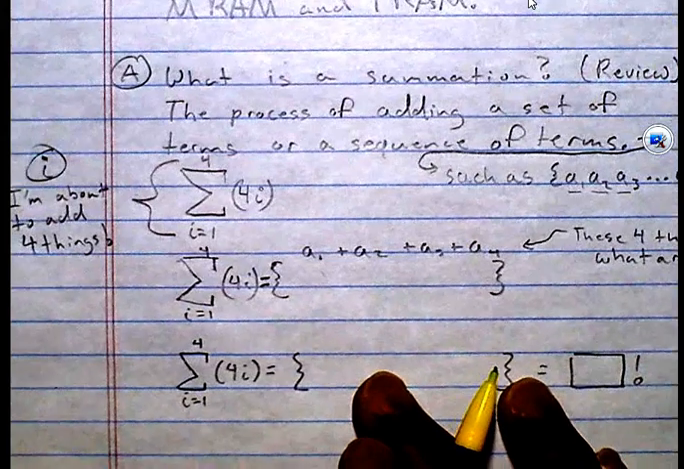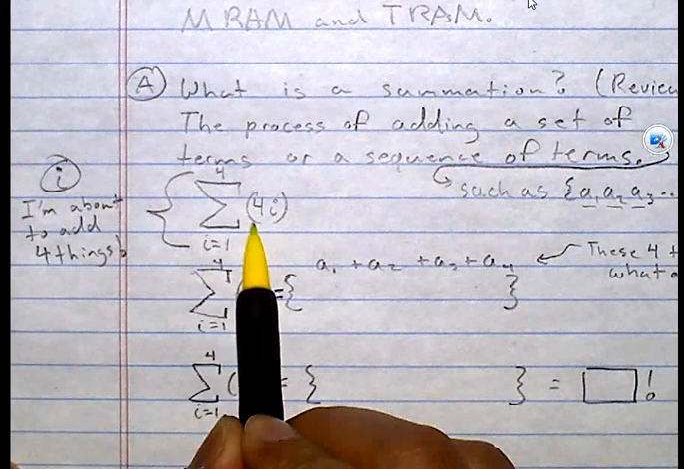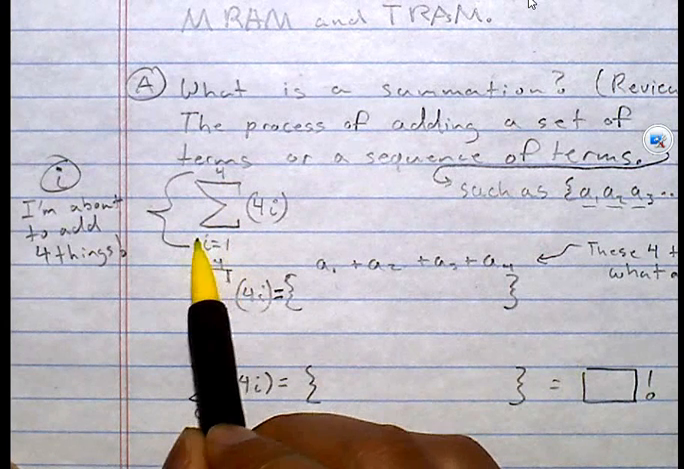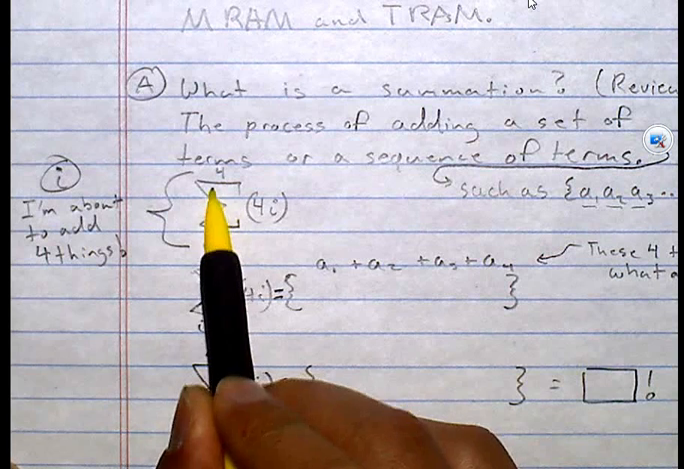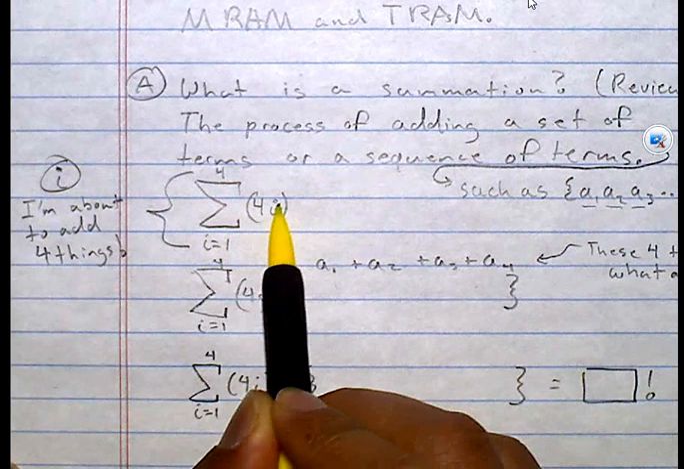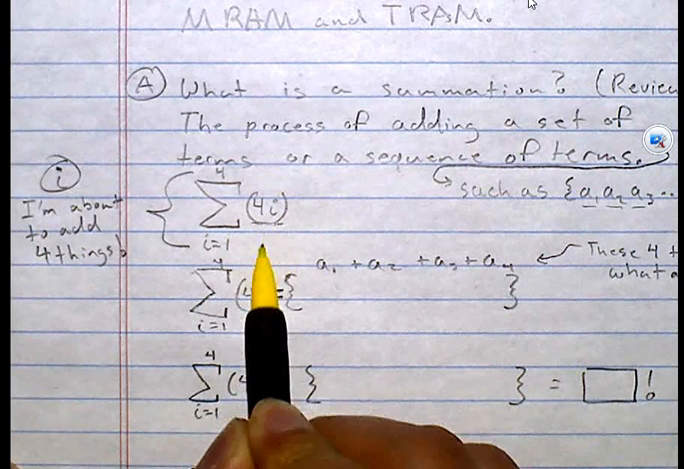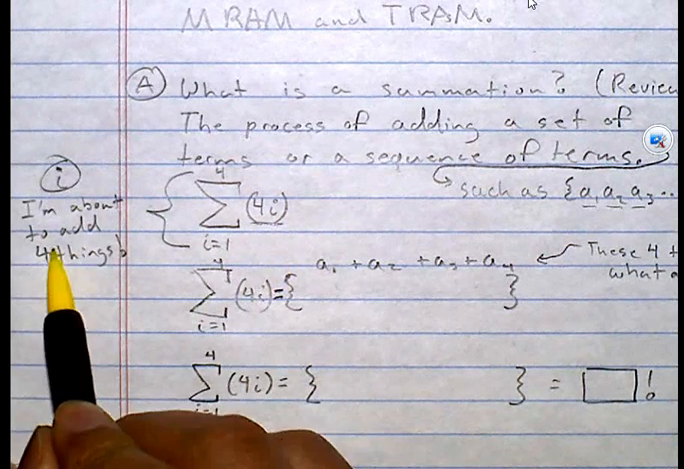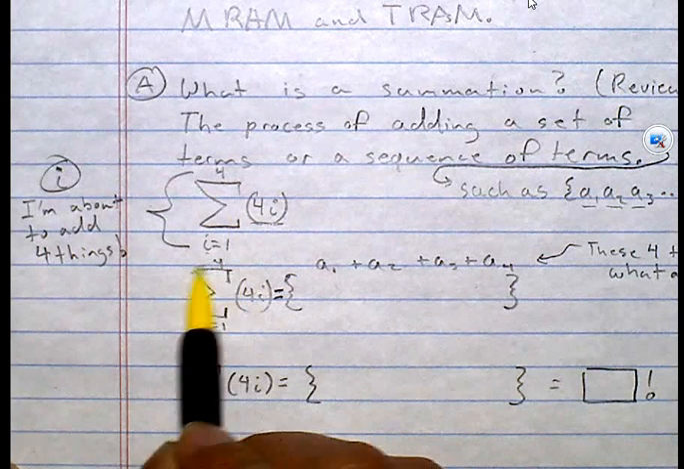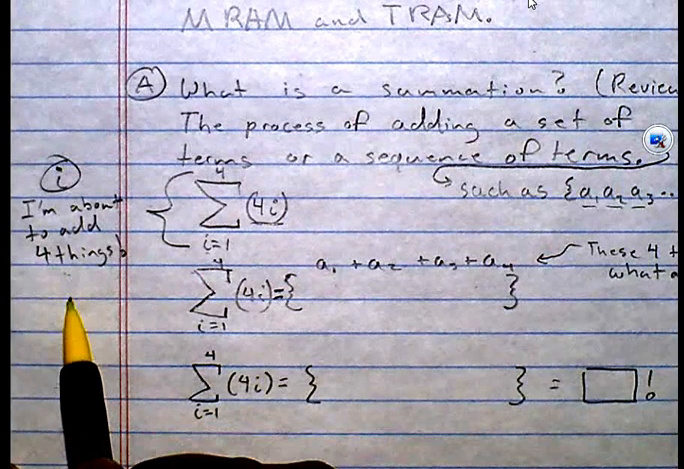All right, let's go with this example. It's kind of simple like we did in class. This summation symbol means basically you're going to add up a bunch of stuff. That's what the sigma says. Whatever's in here, I'm going to add up a bunch of these things. This is a sequence, and it starts at 1 and ends at 4, so that's 1, 2, 3, 4. So I'm going to add 4 things.